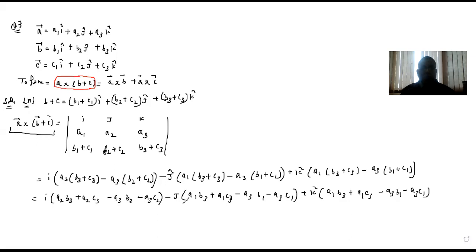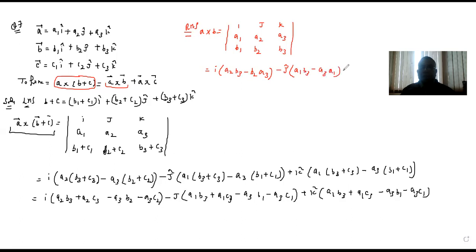In the same way, you will go with the right hand side now. My first thing is A cross B. So first I will find out A cross B. This will be i, j, k; A1, A2, A3; B1, B2, B3. So which is i, A2 B3 minus B2 A3, minus j, A1 B3 minus A3 B1, plus k, A1 B2 minus A2 B1.